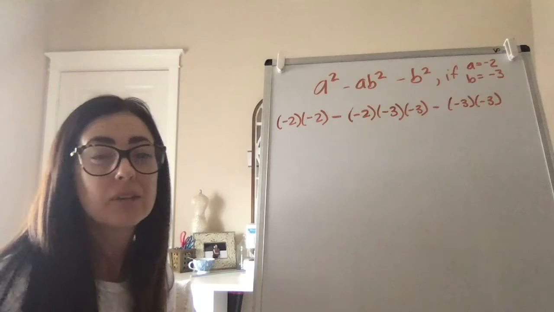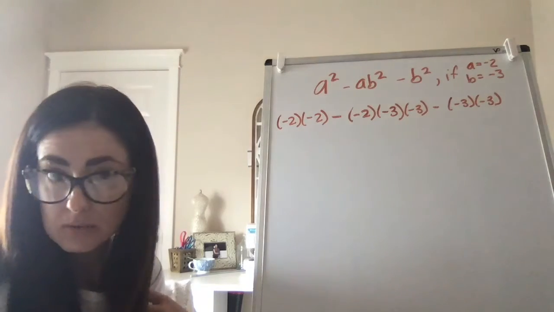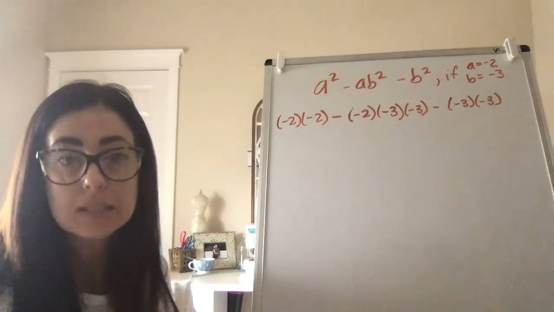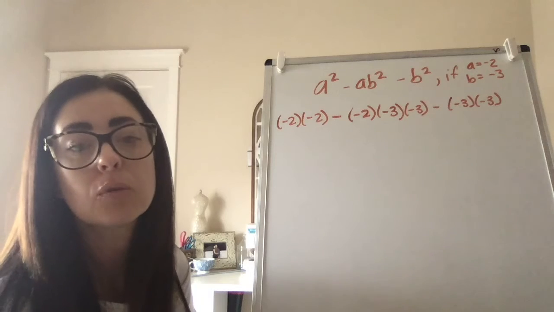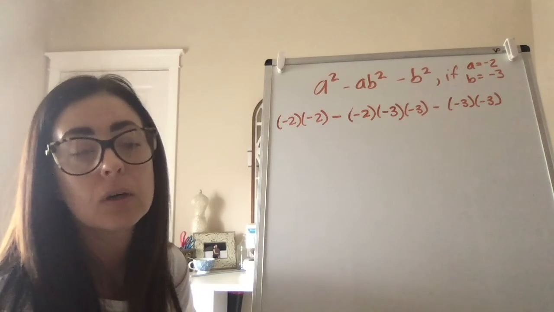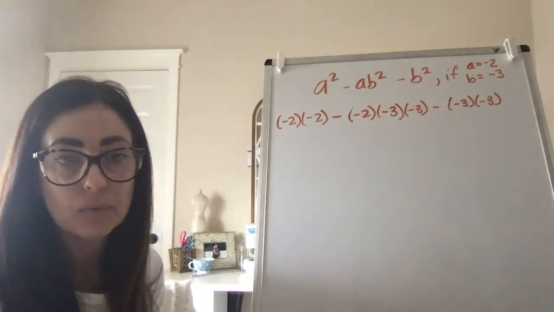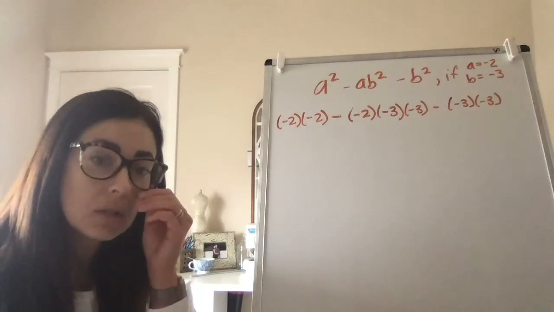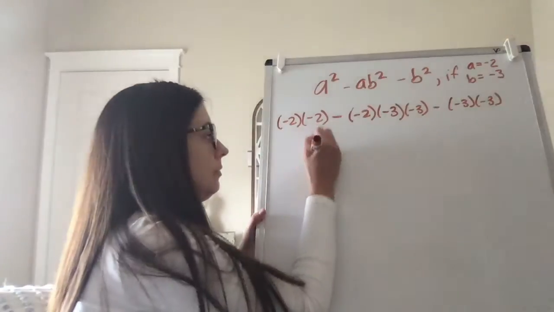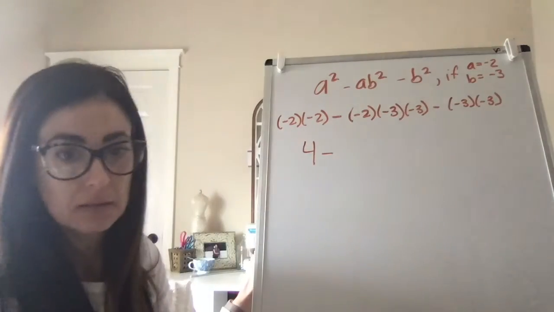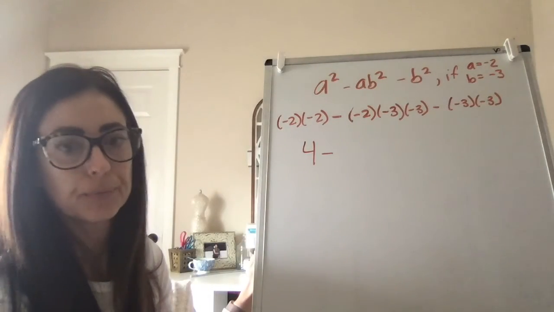Now we're going to start solving using PEMDAS. We don't have anything in parentheses that can be simplified. So we're going to move on to our multiplication. And we have negative 2 times negative 2 first. Negative 2 times negative 2 is positive 4. So 4 minus.